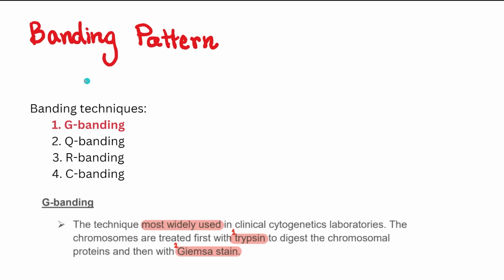Now, our final way in which we characterize chromosomes is using their banding pattern. The most popular technique is known as G-banding, and it basically takes chromosomes, digests them with trypsin, and then stains them with Giemsa stain.